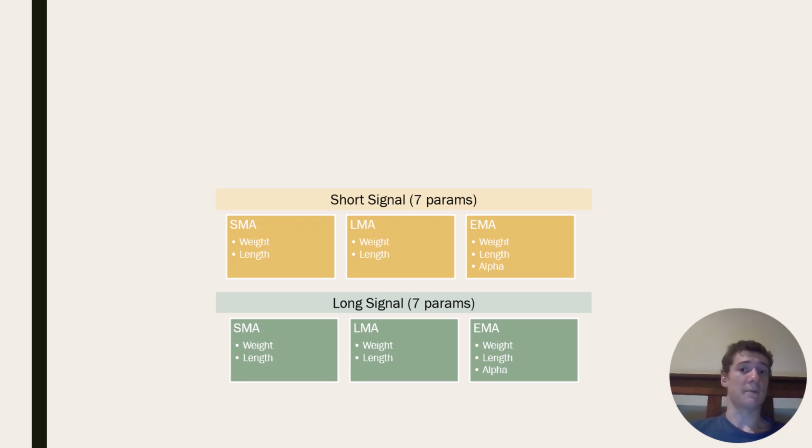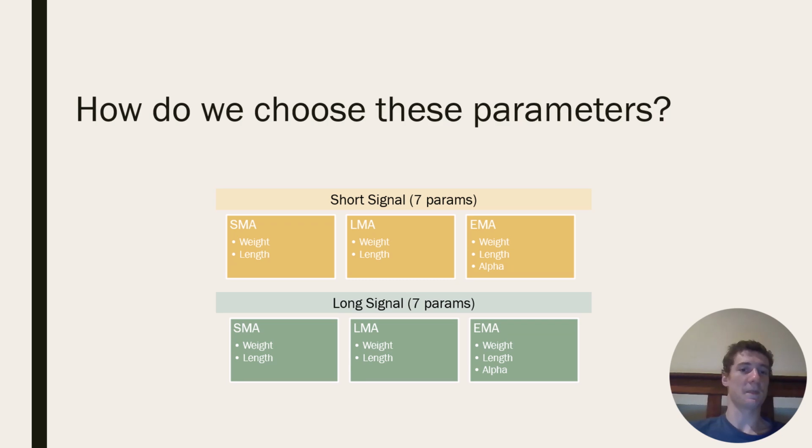Now that we can describe any potential bot with a set of 14 parameters, we're left with the question, how do we choose these parameters? This will be answered by my teammate as they talk about selecting an optimization algorithm.